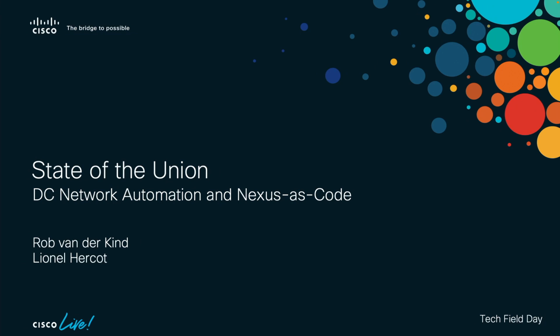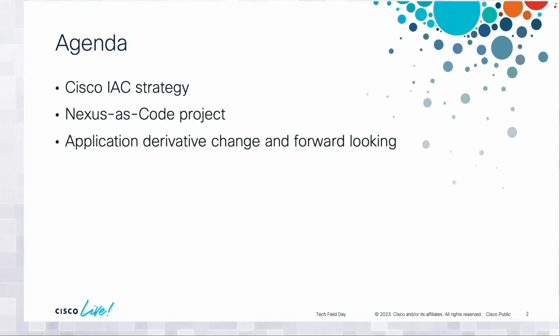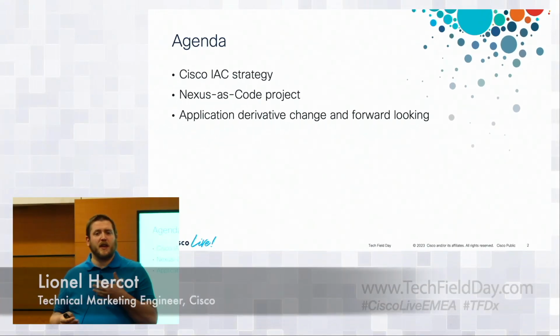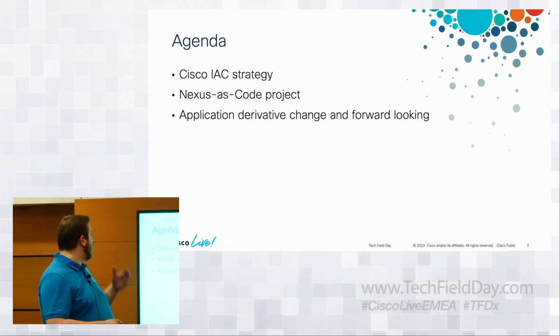Hi everybody, my name is Lionel Erco, and today with my colleague Rob, we are going to talk about the state of the union of DC networking automation and what we are doing at Cisco to drive the automation for that. So we're first going to talk about our Cisco infrastructure as code strategy, what we think people should be looking for and kind of the driving factor there.